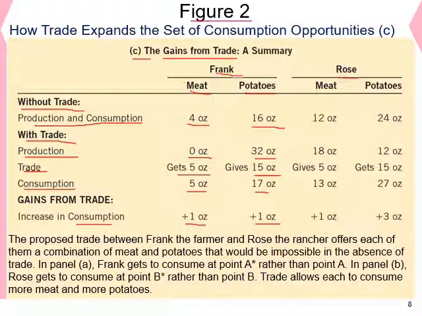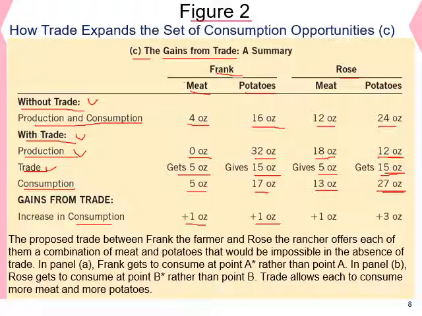On the other end, for Rose, without trade, Rose will produce and consume 12 ounces of meat and 24 ounces of potato. With trade, Rose will produce 18 ounces of meat and 12 ounces of potato. Rose will trade 5 of the 18 ounces of meat. We give 5 ounces of meat to Frank, and get 15 ounces of potato from Frank. So 18 minus 5, Rose ends up consuming 13 ounces of meat, and Rose ends up consuming 27 ounces of potato, which is 12 ounces plus 15 equals 27.